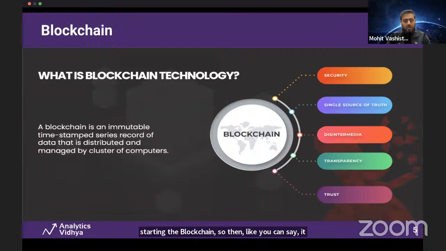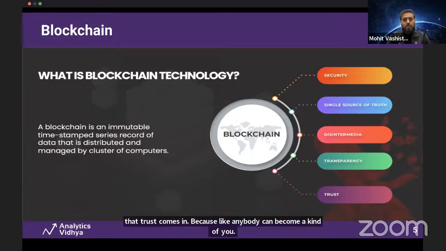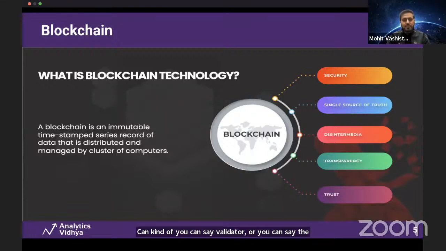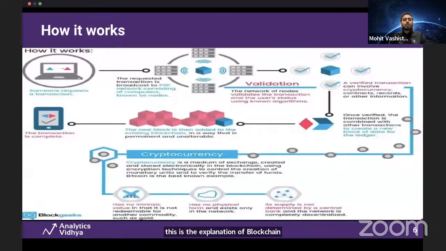So that trust comes in because anybody can become a validator, or you can say a miner. Anybody can become a validator. They can simply verify using that algorithm. So now this is the explanation of blockchain. I will go a little bit deeper into how it works.